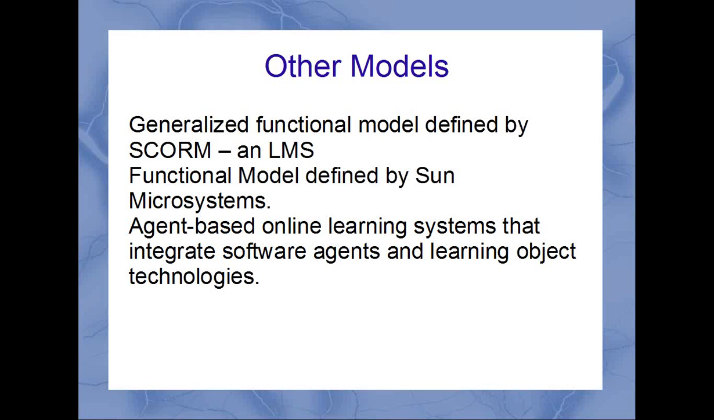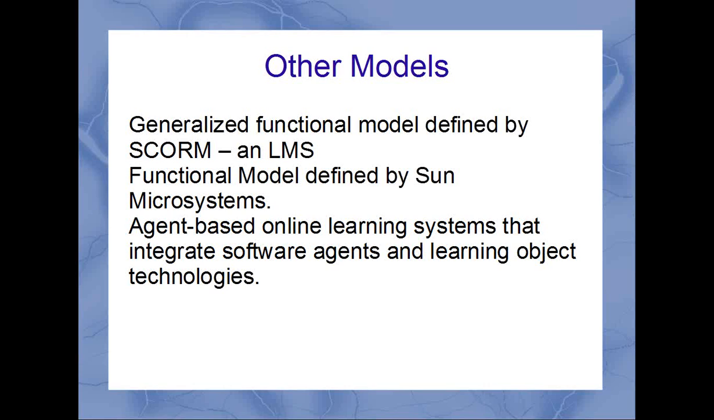Then there is the functional model, which is defined by Sun Microsystems, that is applicable to all the Java specific systems. They have also come up with interoperable standards and a lot of other good work which has been done by Sun Microsystems. However, it is not followed by all other platforms that do not use Java-based systems. Then there are agent-based online learning systems that integrate software agents and learning object technologies. For example, they take existing applications off the shelf, integrate them with their own learning objects or LMS, and then create an educational delivery system. These are the existing models just now in the global scenario.